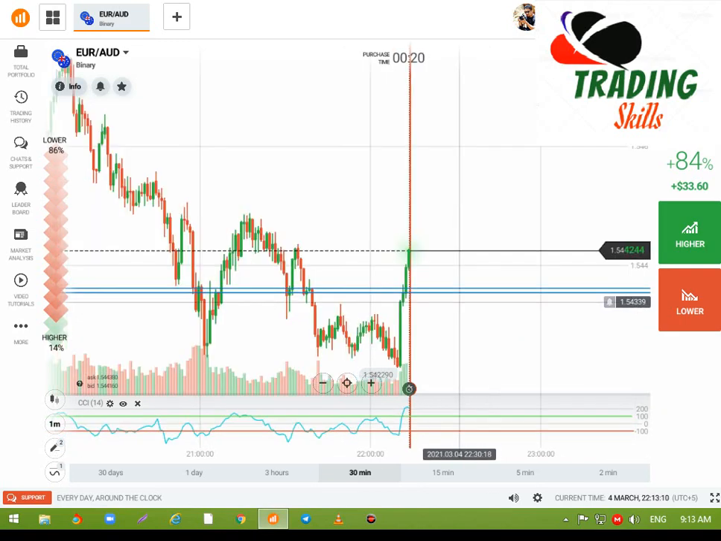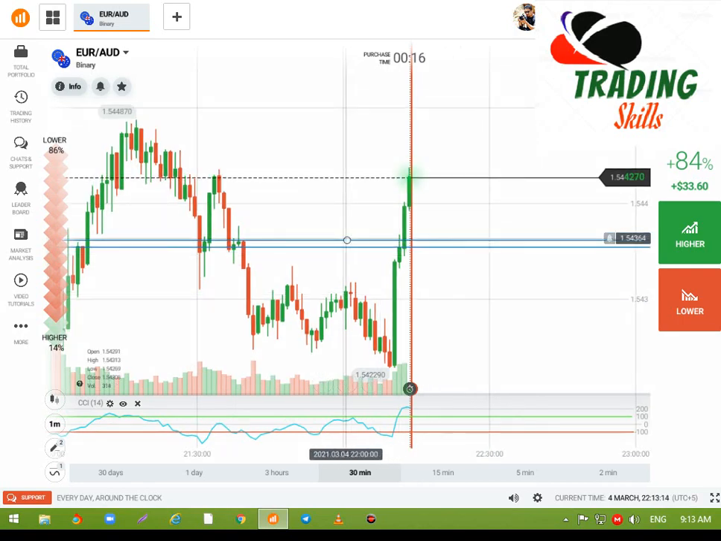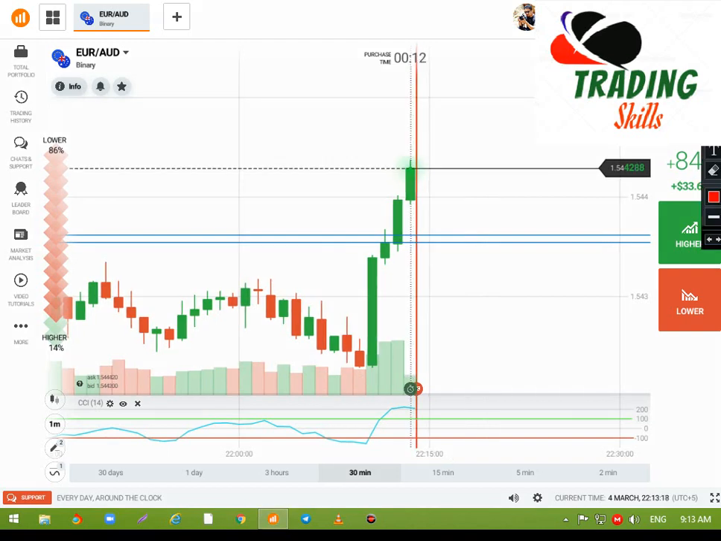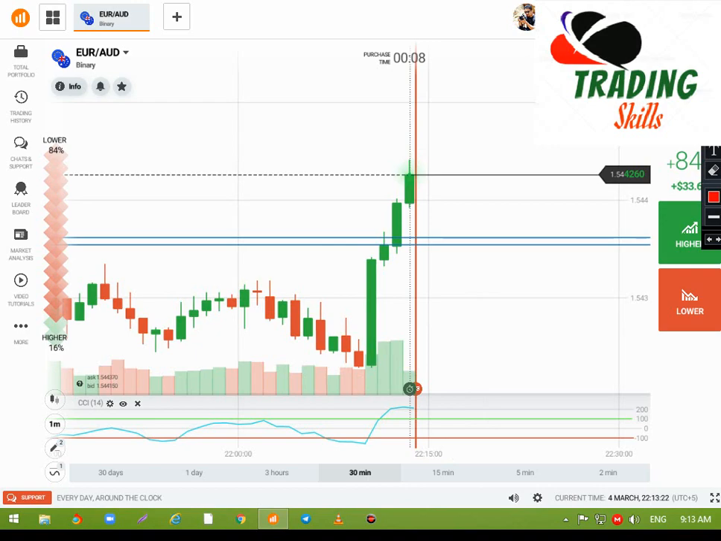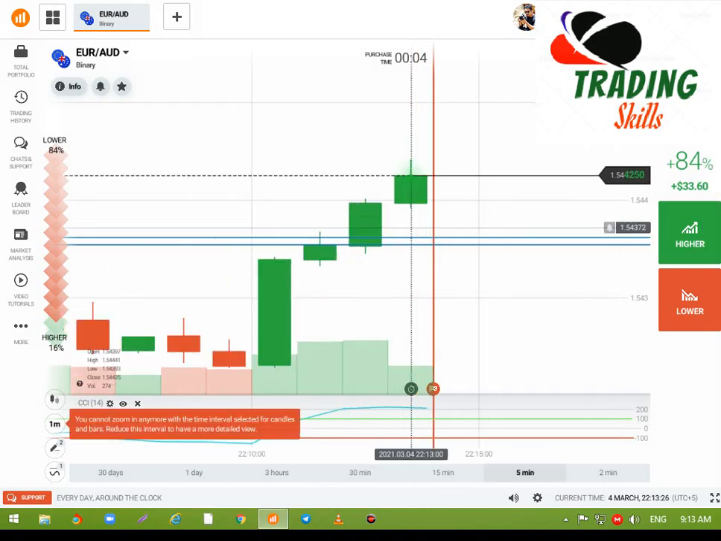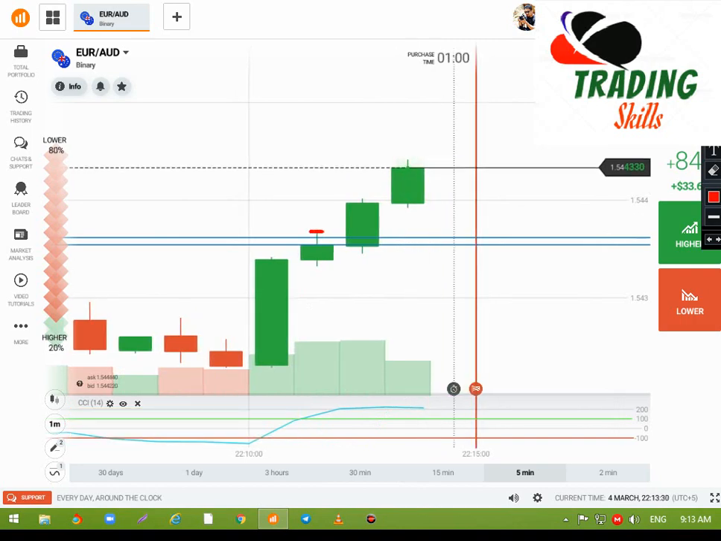So today I am going to show you how we can read the candlesticks. As you know, each and every candlestick has four parts. So let me show you here. Each and every candle has four prices.